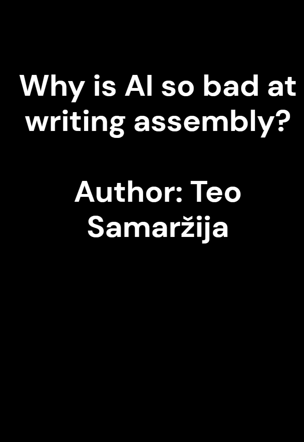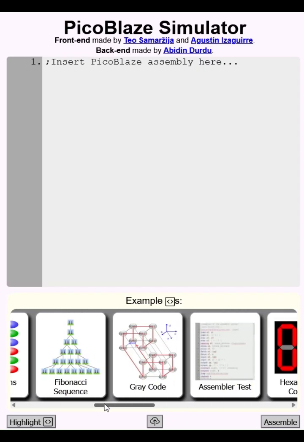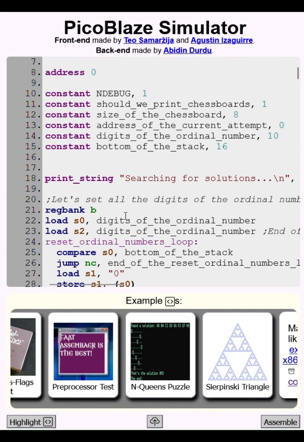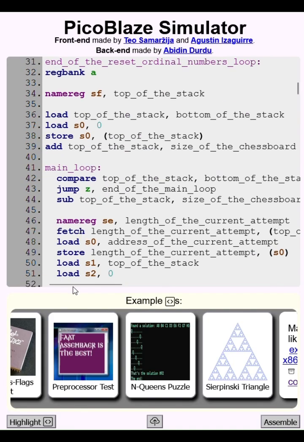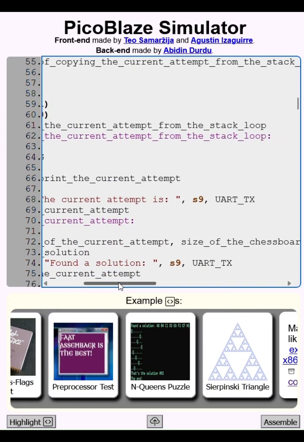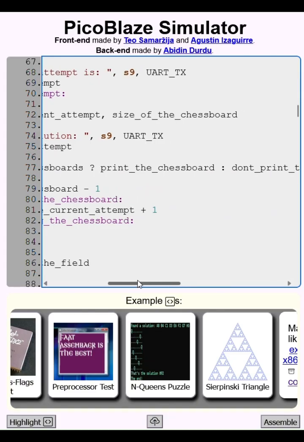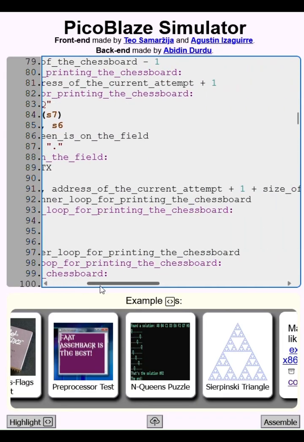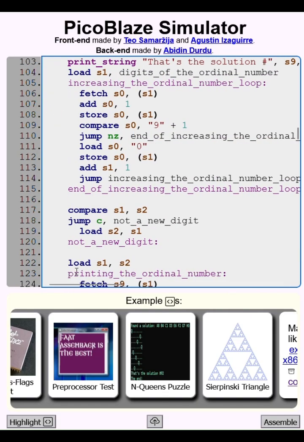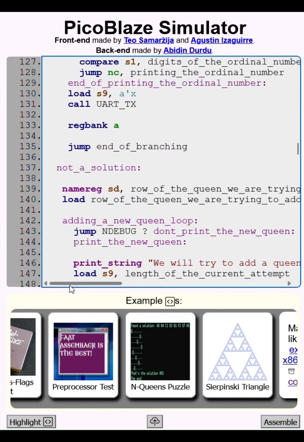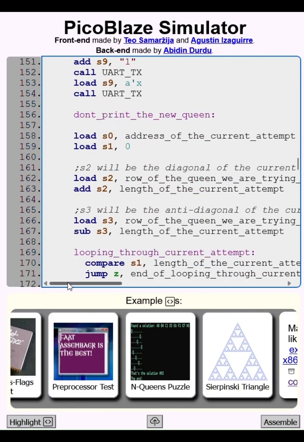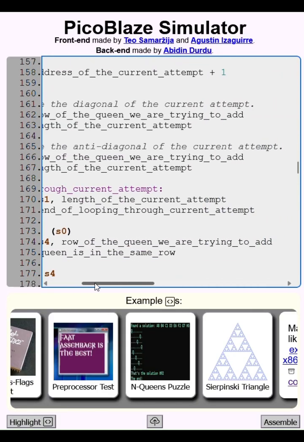About a year ago, I wrote a solution to one of the classic puzzles in the computer science world called the n-queens puzzle in Picoblaze assembly language. The n-queens puzzle basically asks you to put n queens, usually 8, on an n times n chessboard so that no two queens are attacking each other. In chess, queens are attacking one another if they are in the same row, in the same column, or on the same diagonal.